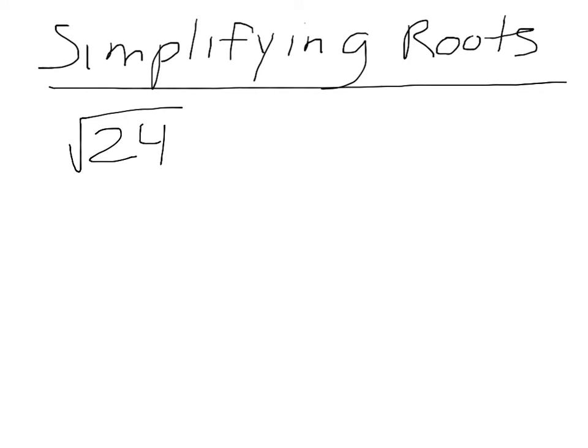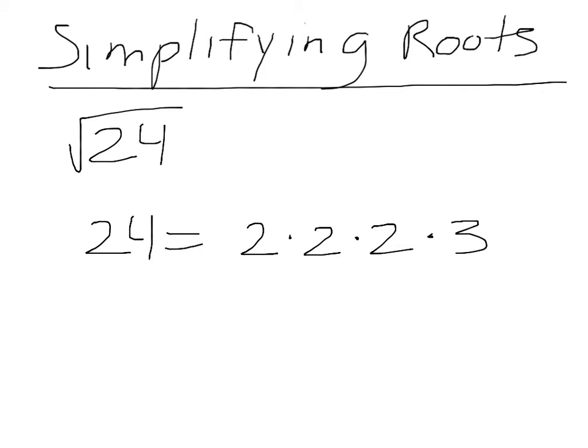One way we do that is the following. We start by taking 24, and we look at the prime factorization of 24. And as we know, the prime factorization of 24 is 2 times 2 times 2 times 3. Now what we're going to do is look for any pairs of numbers. Because if I could find a pair of numbers, the square root of that pair of numbers will just be that number. Watch what I mean.